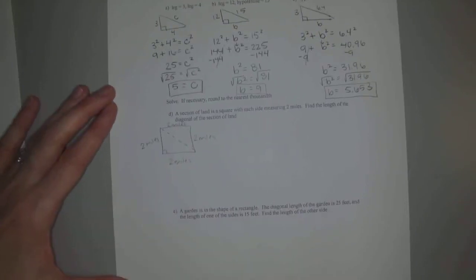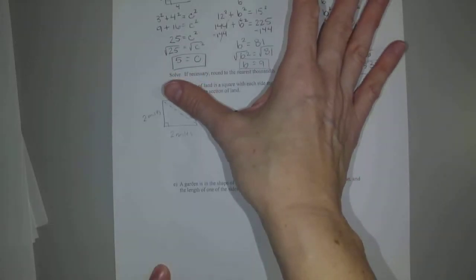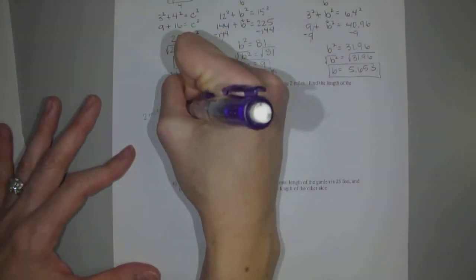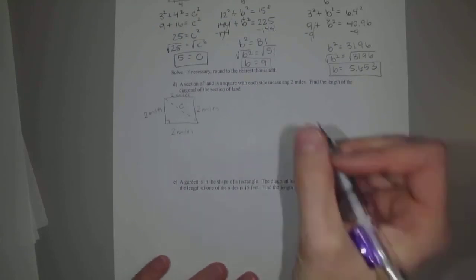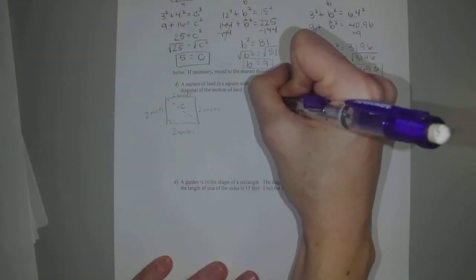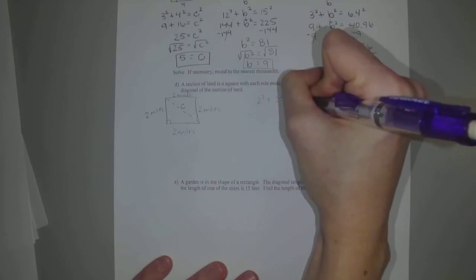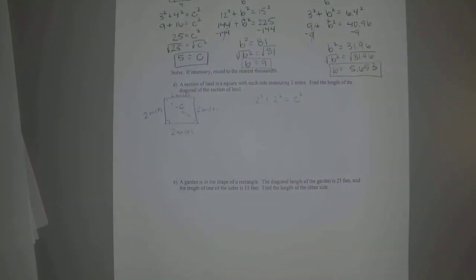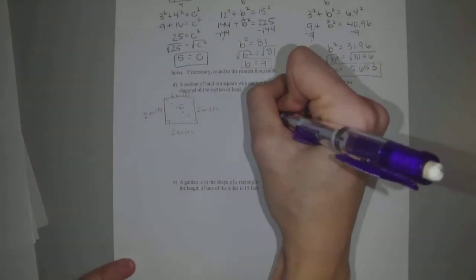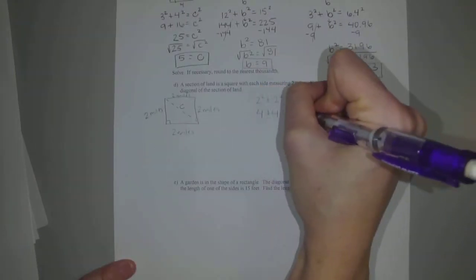Is that going to be A, B, or C? C, right. So notice if I cover up part of that square, what do we have going on? A right triangle, right? And that diagonal is C, the hypotenuse. Okay? So according to Pythagoras, we should be able to take 2 squared plus 2 squared equals C squared. One leg, 2 squared, plus another leg squared, 2 squared, equals your hypotenuse squared. All right? What is 2 squared? 4. So we'll have 4 plus 4 equals C squared.